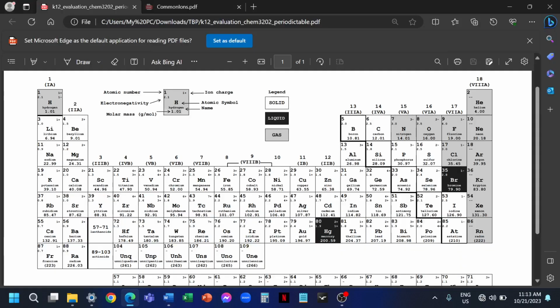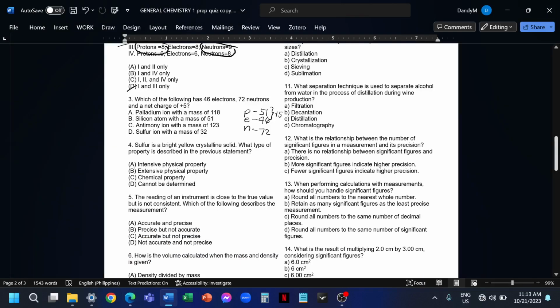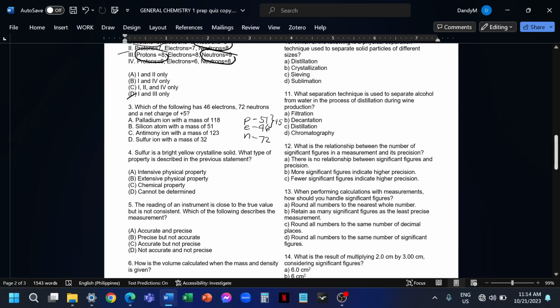So atomic number 51, that is antimony. So antimony, that is letter C. And also check the mass. The mass here, we have 51 and then 72. So 51 plus 72, that is 123. So again, the answer for number 3 is letter C.